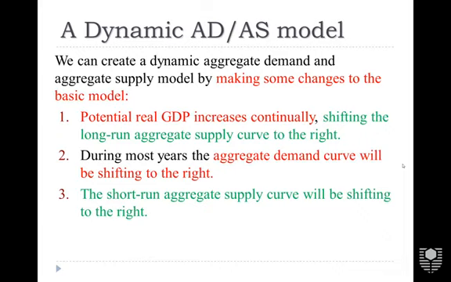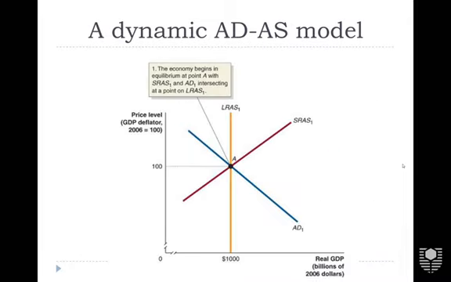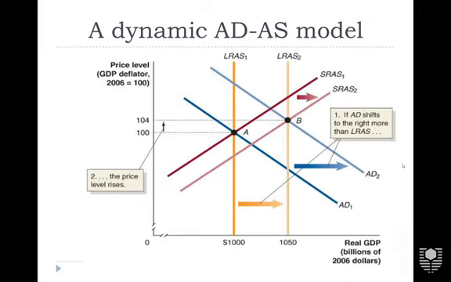And we also assume that during most years the aggregate demand curve will be shifting towards the right, and the short-run aggregate supply curve will also be shifting towards the right. So basically we are assuming that all three curves shift towards the right. Okay, so this is the basic model, and this is what happens in a dynamic aggregate demand and aggregate supply model. Now it's not only the short-run aggregate supply and aggregate demand that are increasing, but the long-run aggregate supply curve also increases. So this is the original equilibrium, aggregate demand 1, the long-run aggregate supply curve, and this is the short-run aggregate supply curve. Okay, this is the point of equilibrium.